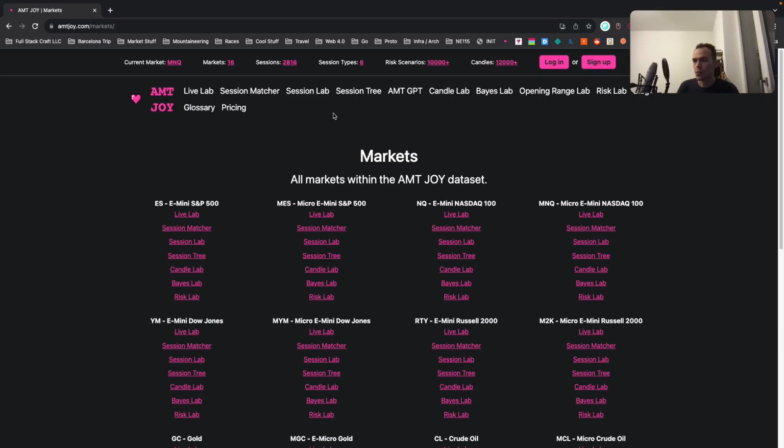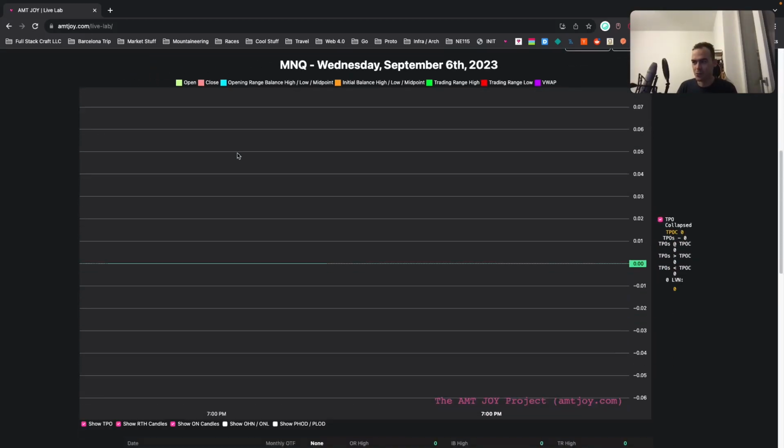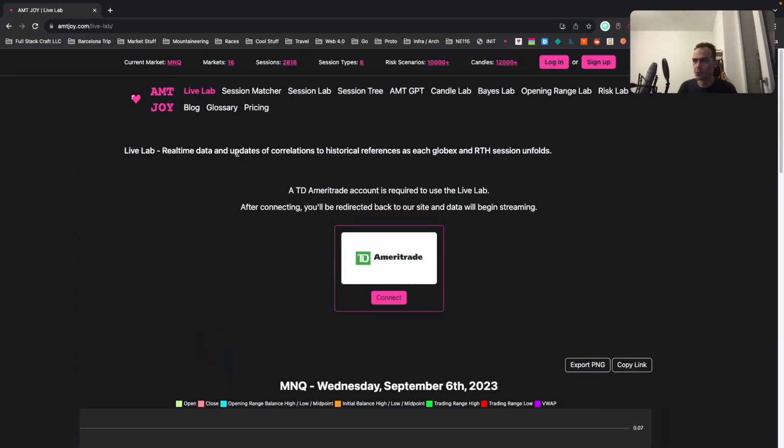So what do we have? I guess I'll just go from left to right. And again, keep in mind, this is still in beta, active development. We're working on it every day. So first is Live Lab, which unfortunately isn't available yet. I'm still working on a bunch of kinks.